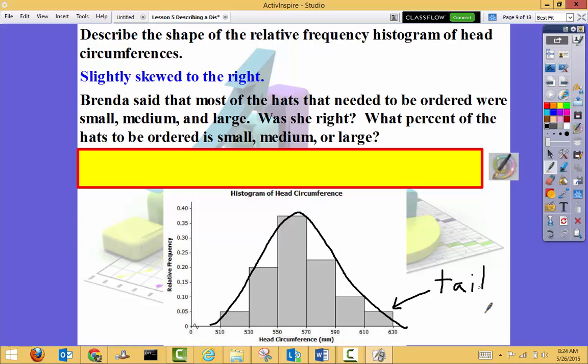Okay, now we're back to our original question that Brenda asked. Brenda said that most of the hats that needed to be ordered were small, medium, and large. Was she right? What percent of the hats to be ordered is small, medium, or large? Well, my small, medium, and large. Was Brenda right? Yeah, she was right. So now I need to know what percent do I need to order?